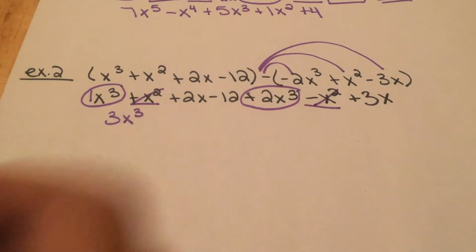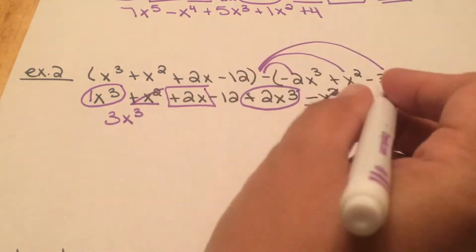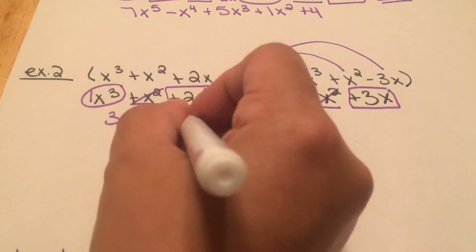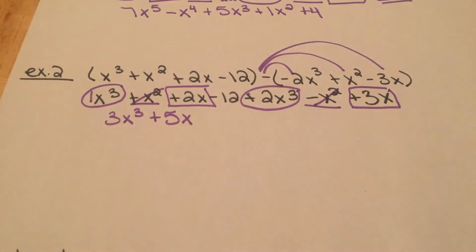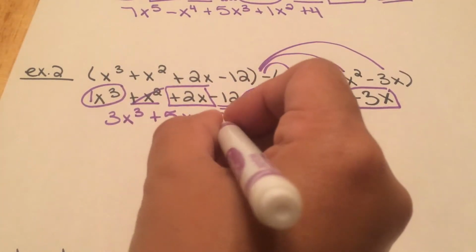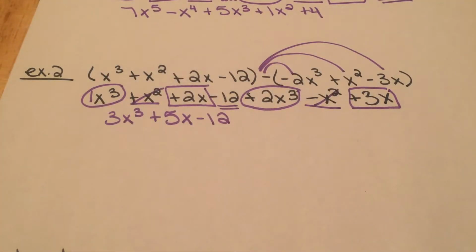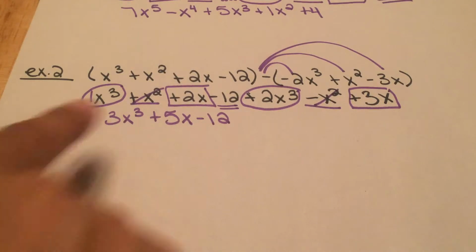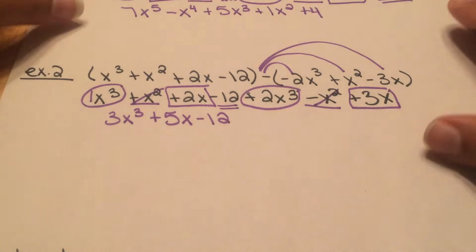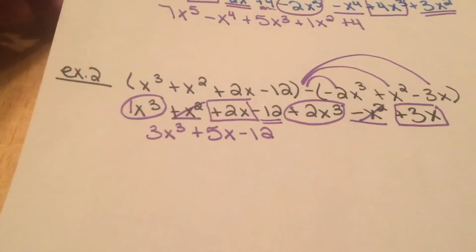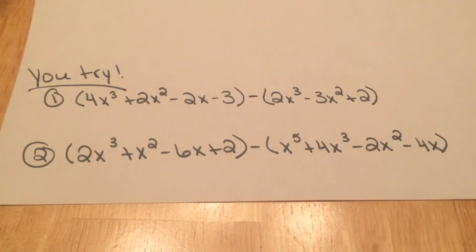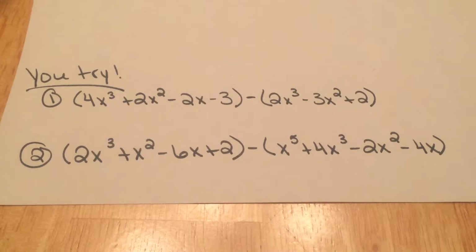They're gone. So our next terms that are like are going to be 2x plus 3x, which will be a 5x. And then our last term, which has nothing like it, is going to be minus 12. So our answer is 3x cubed plus 5x minus 12. Again, written in descending order of our polynomials. All right, so why don't you guys try some on your own? Why don't you look at example 1 and 2, try those on your own. Go ahead and pause the video now.